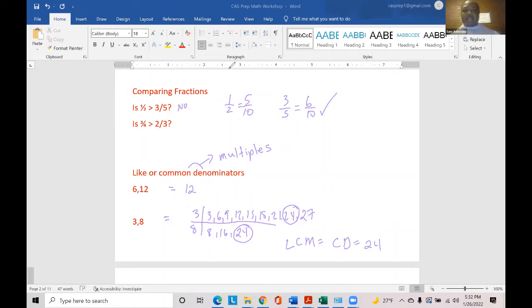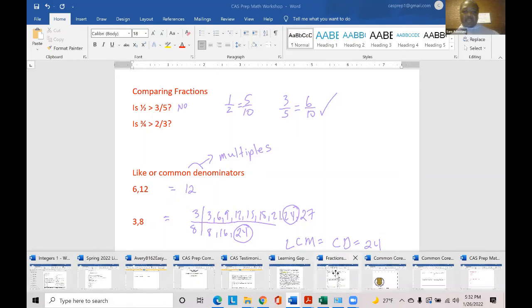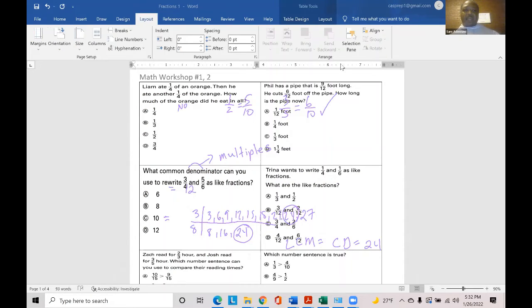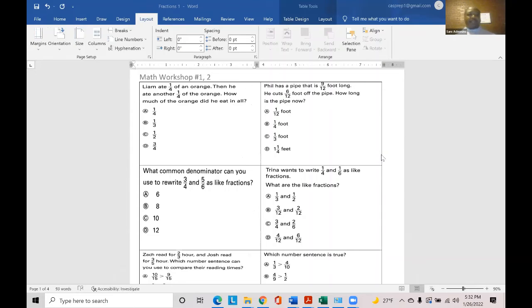So let us go back to our worksheet. All right. So we'll work through the left-hand side, and for the session, we've got time. So Liam ate 1/4 of an orange, then he ate another 1/4 of the orange. How much of the orange did he eat in all? So, is this an addition or a subtraction problem? All right, I see I have some folks with their hands raised. Let's pick Ashley, I know you're new. What do you think? Addition or subtraction?